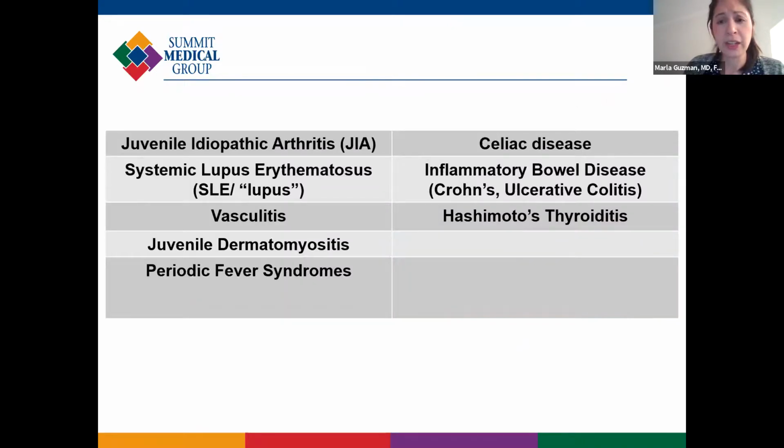And I'm going to focus on really only one of them that tends to be a little bit more common. And I'll briefly touch upon the other conditions that may cause arthritis that I also take care of. So I'm going to focus on JIA, or juvenile idiopathic arthritis.